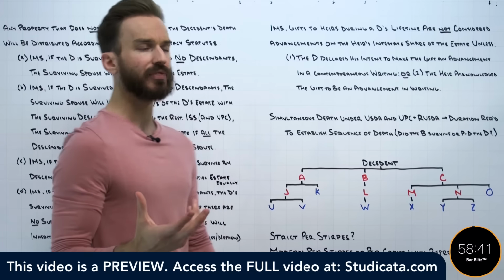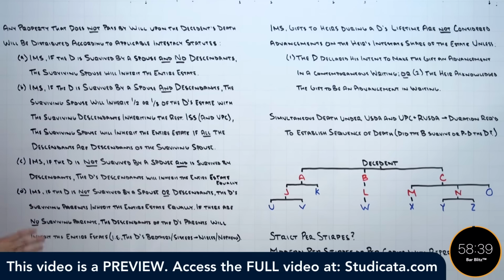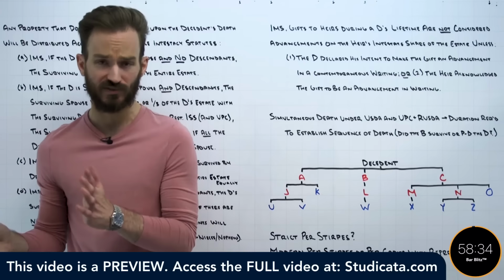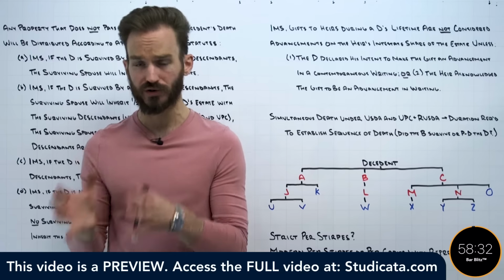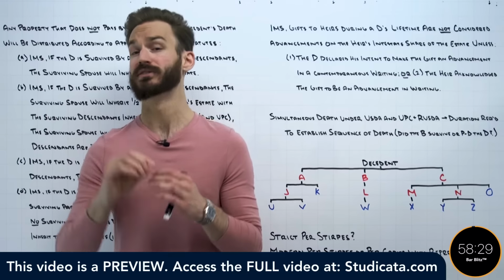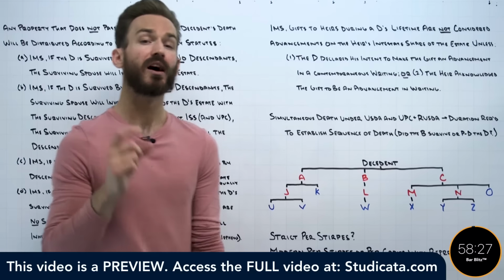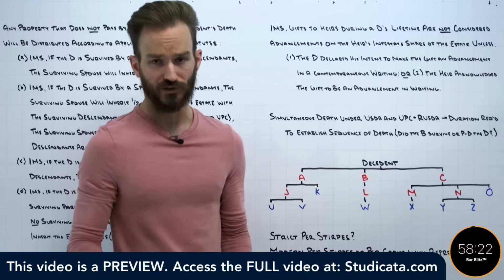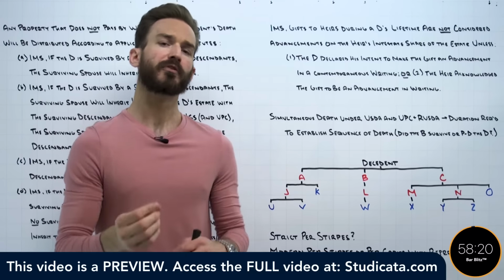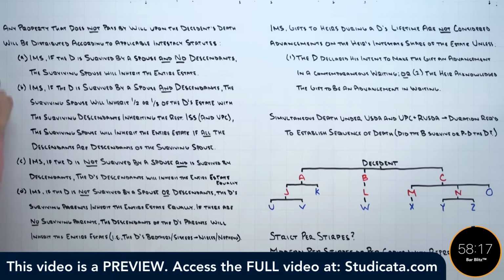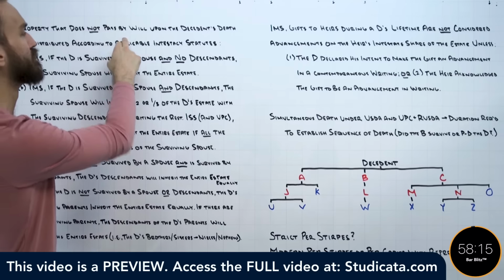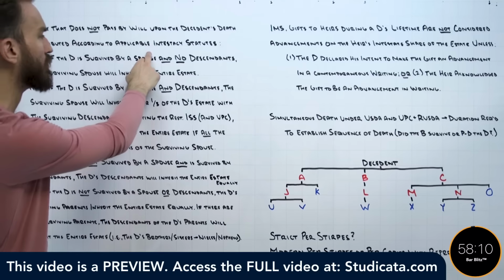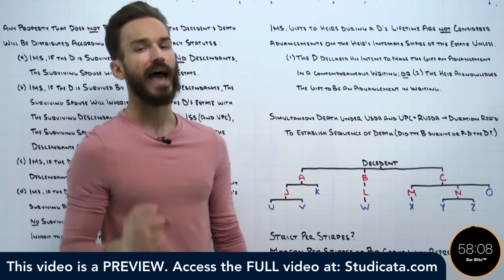So another way to think about this is the default rules are intestacy statutes. When a person dies, their property is passing by whatever the applicable jurisdiction's intestacy law says, unless they have some sort of will or trust that says otherwise. And we're going to get to wills and trusts later. But for right now, let's focus on the default. Any property that does not pass by will upon the decedent's death will be distributed according to applicable intestacy statutes.